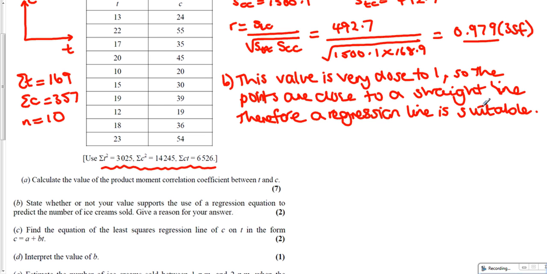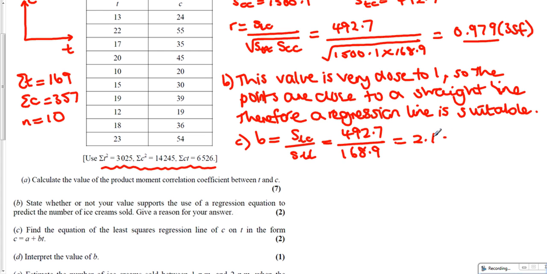So that's part B. We've now got to calculate the least squares regression line. That's just our standard regression line. We've worked out all those little STT quantities. So pause the video at this point and see if you can work out B and A and come up with the equation of the line. For B, it's STC over STT. Show the values you're putting in. And that works out to be 2.917, and store the rest in your calculator.